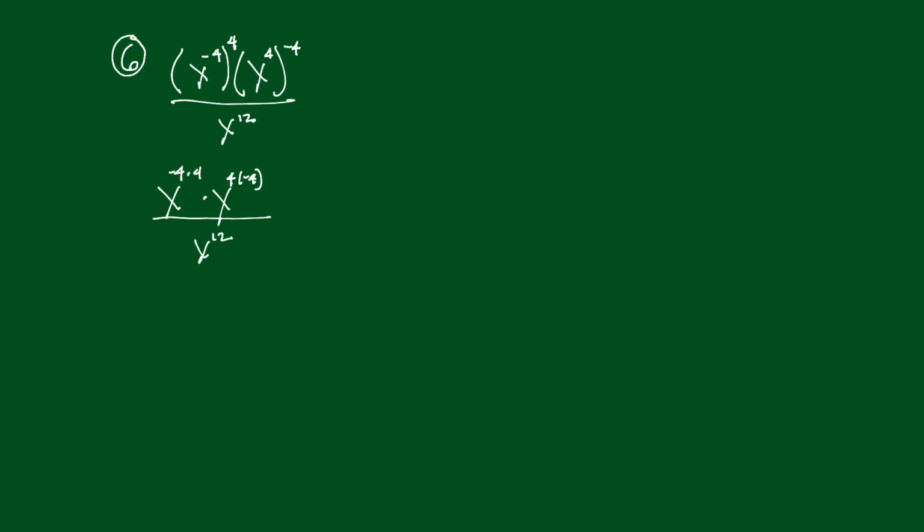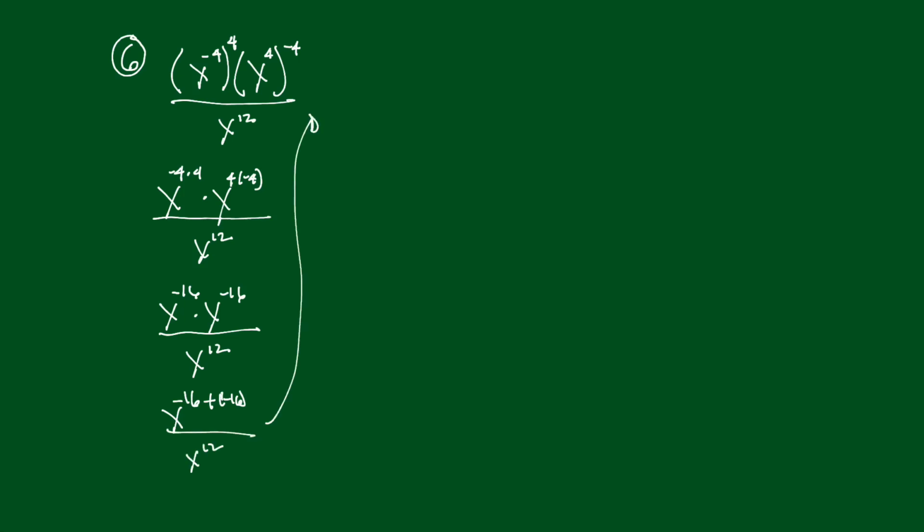Negative 4 times 4 is negative 16. I'll get x to the negative 16 times x to the, same thing here, right? 4 times negative 4 is negative 16, all over x to the 12th. Now on the top, I got a multiplication. So I'm just going to add these exponents. So I'm going to get x to the negative 16 plus negative 16, all over x to the 12th. So in the top, I'm going to get x to the negative 16 plus negative 16 is negative 32 all over x to the 12th.